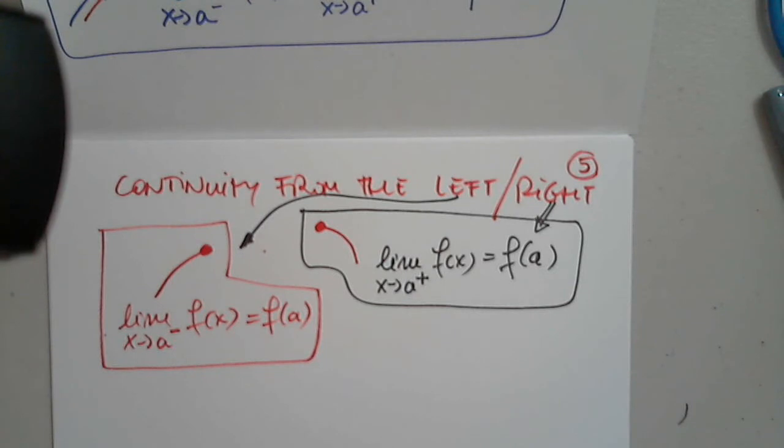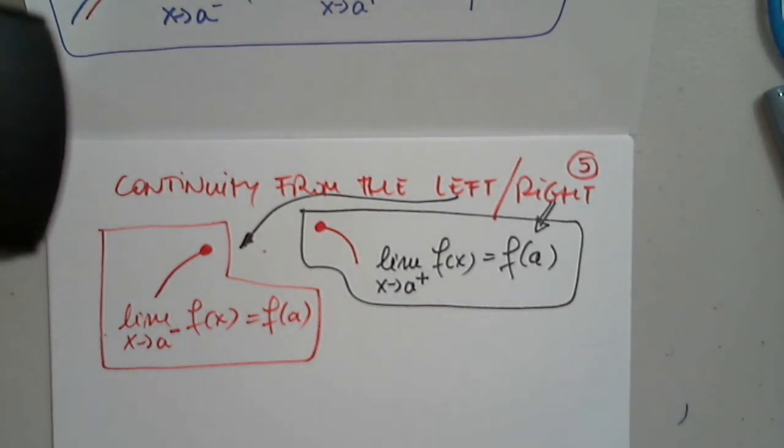What about 4? Infinite discontinuity. Very good. Awesome. It's just infinite. It doesn't matter because there is a vertical asymptote there. Okay, thank you. Very good.